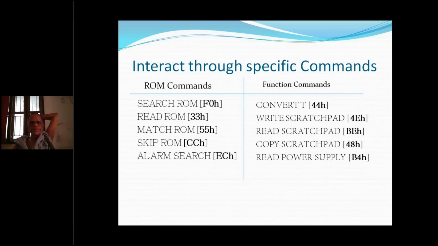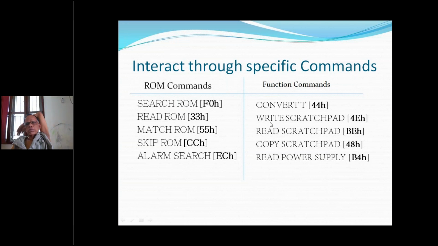That means if you have to search a particular ROM, that means if you have connected multiple DS1820 to the IO pin, first we have to find out. Then read ROM: if you have to read the ROM address, 33H. If you have to compare the address, 55H. If you are using only one sensor, say only one DS1820, then we don't have to find out the address and all. Directly connected, so we can use skip ROM. We can use alarm search, that is high cut, low cut.